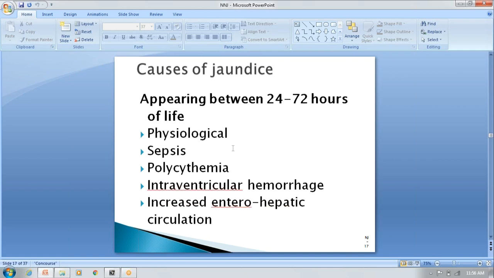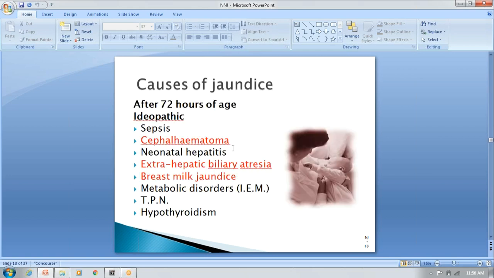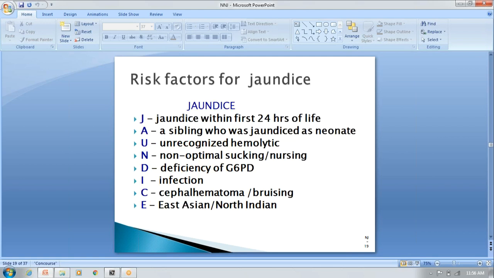And when it appears between 24 to 72 hours, we have to think of physiological jaundice, septicemia, polycythemia, intraventricular hemorrhage, or increased enterohepatic circulation. And when jaundice appears after 72 hours of life, after exclusion of the common conditions, you have to think of idiopathic. When you exclude common conditions like septicemia, hypothyroidism, or biliary atresia, there is a chance of an IEM, a metabolic disorder, galactosemia, and total parenteral nutrition. These are some of the causes we have to exclude and then think of idiopathic also. So these are the other causes.